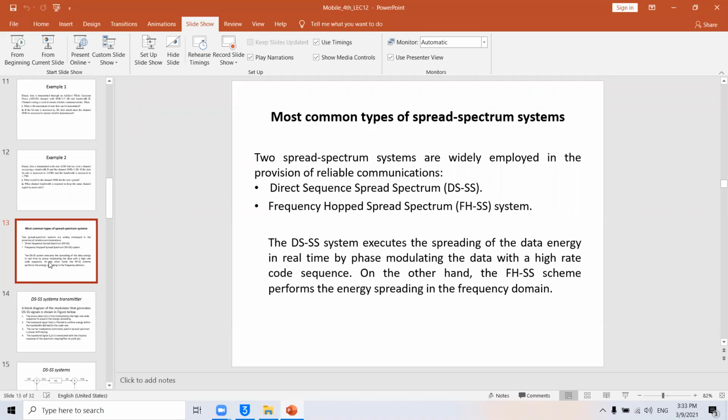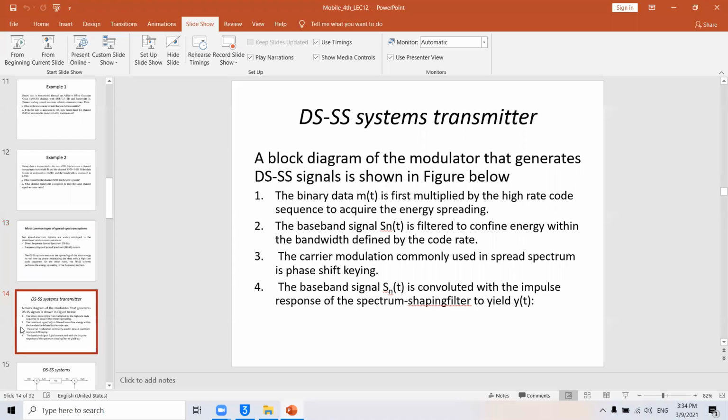Now let's talk about the most commonly used spread spectrum systems. The first one is called direct sequence spread spectrum, and the second method will be the frequency hopping spread spectrum system. Now let's go to the direct sequence spread spectrum transmitter. Of course, to transmit such a signal, first of all, the message signal m of t will be multiplied by the chip code. Multiplication in this subject will be implemented by an exclusive NOR gate. Please don't forget to use the exclusive NOR gate.